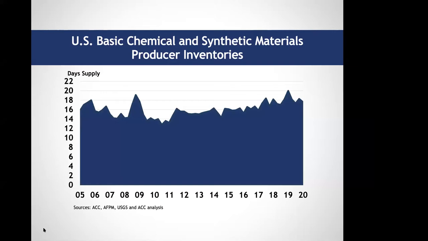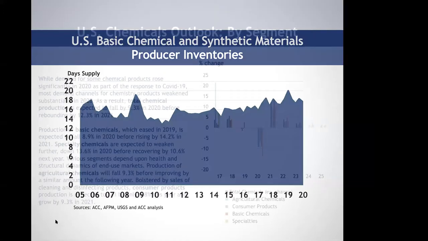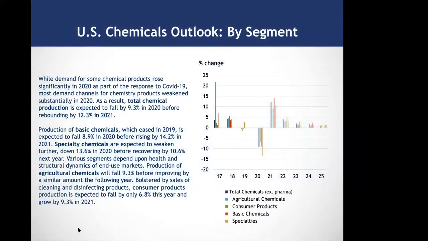The Fukushima earthquake had an effect. There was a plant that made a key input for electronic chemicals that was taken out, and it significantly impacted the semiconductor industry worldwide. So we've had since then a general creeping up of days inventory that are held. And this is just for one segment, basic chemicals and synthetic materials. And it was in a good position.